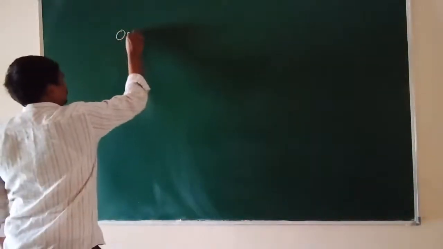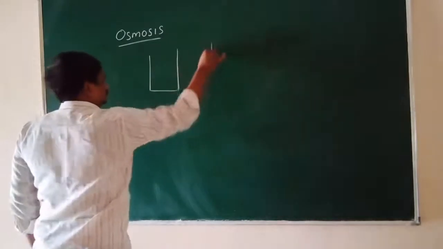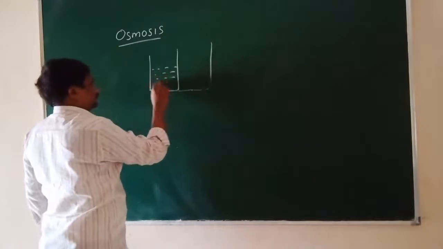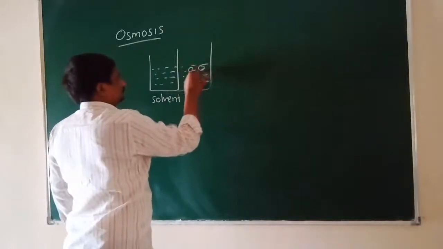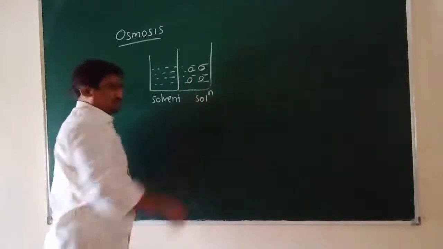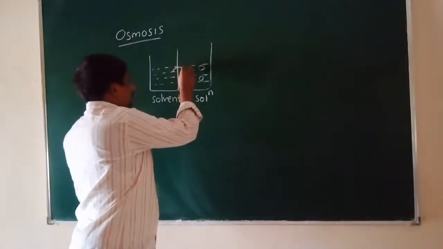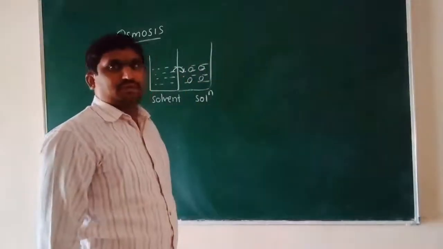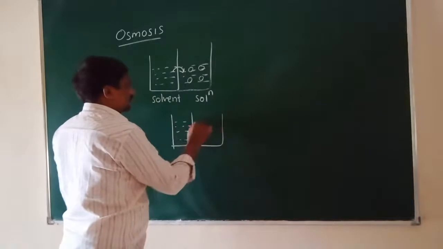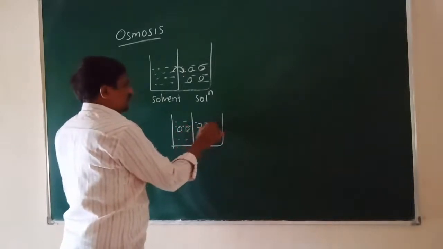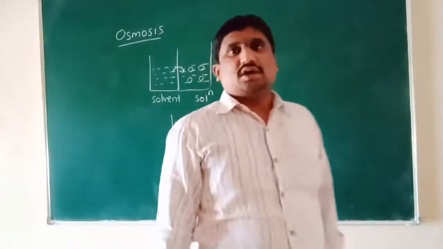Osmosis means nothing but the flowing of solvent from pure solvent to solution. The flowing of solvent molecules from pure solvent to solution, or from low concentrated solution to high concentrated solution, through a semi-permeable membrane is called osmosis.